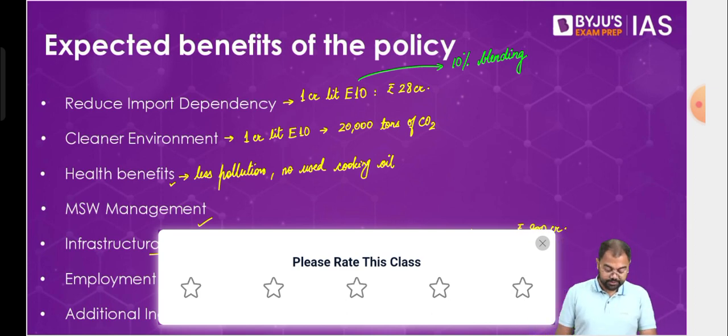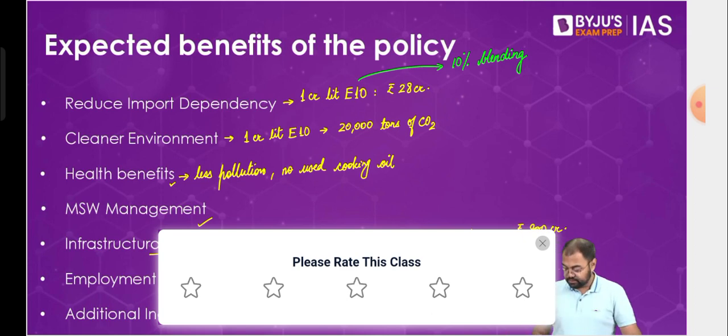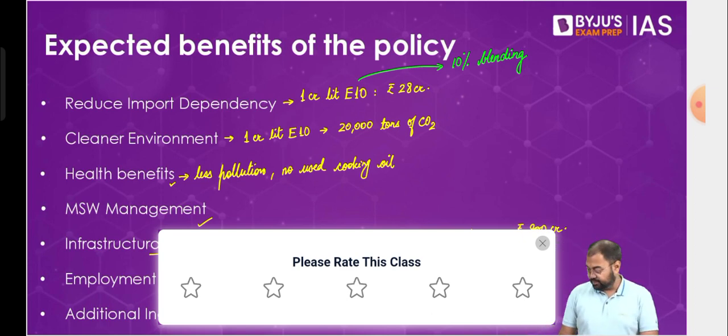Then when it comes to employment generation, if we talk about the same plant with 100 kiloliters per day capacity, it will be able to give jobs to up to 1,000 people. So that's why this is something that will be very, very crucial.